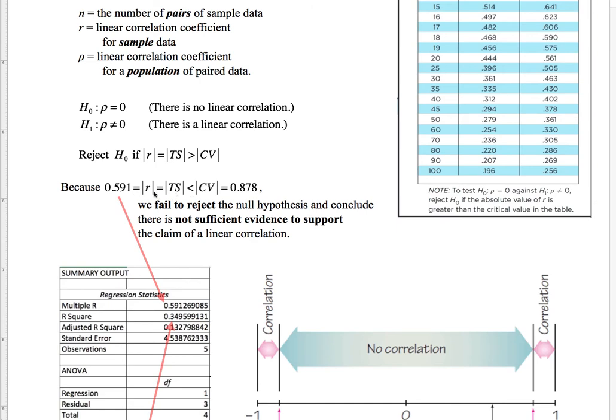Well, in this case, the test statistic that we got in our summary output here is 0.591. That's the multiple r, that's our lowercase r. And so that test statistic is 0.591. It's less than the critical value, which is 0.878. So we fail to reject the null hypothesis.